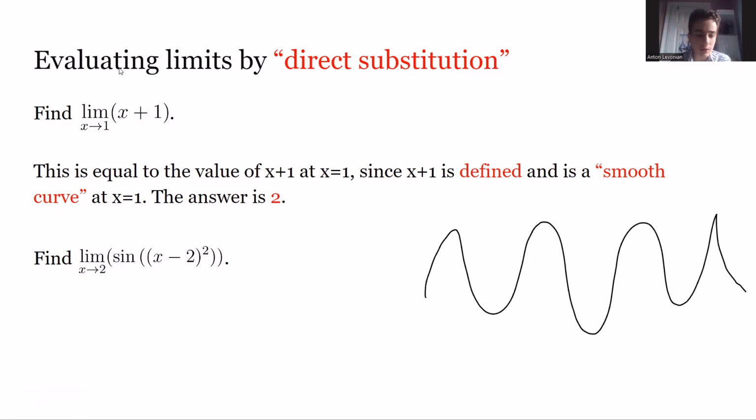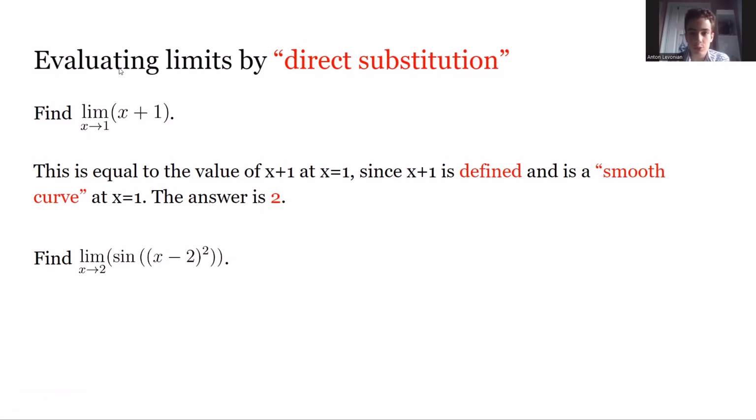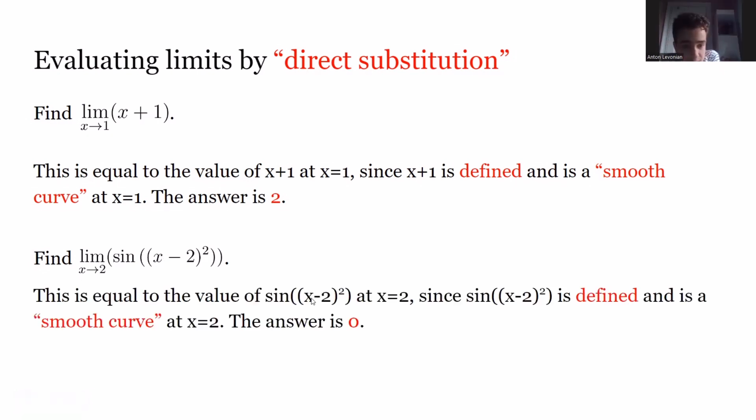So of course, sine of x squared is a bit different, but it's the same general principle. So we can just substitute x equals 2 into this expression, and sine of 0 is just 0. So that is the limit. This is the most simple way to evaluate a limit. Of course, it doesn't always work because the function could have an irregularity at that point.